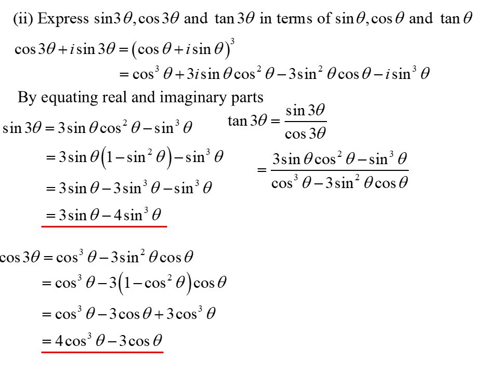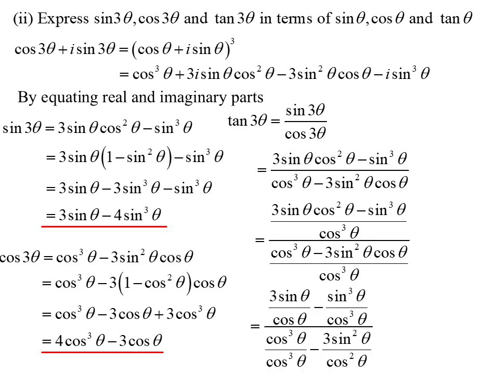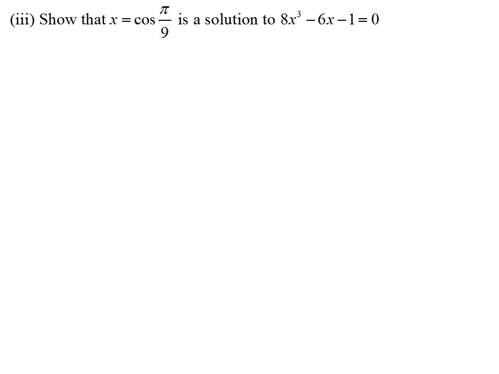How do I tidy up this fraction? I look for the highest power, and the highest power is cubed. So I'll divide everything by cos cubed. If I divide everything by cos cubed, then we get nicely sine on cos in each of the terms, and the powers all match up as well. So I can change it now to be 3 tan theta minus tan cubed on 1 minus 3 tan squared. So there are our relationships.